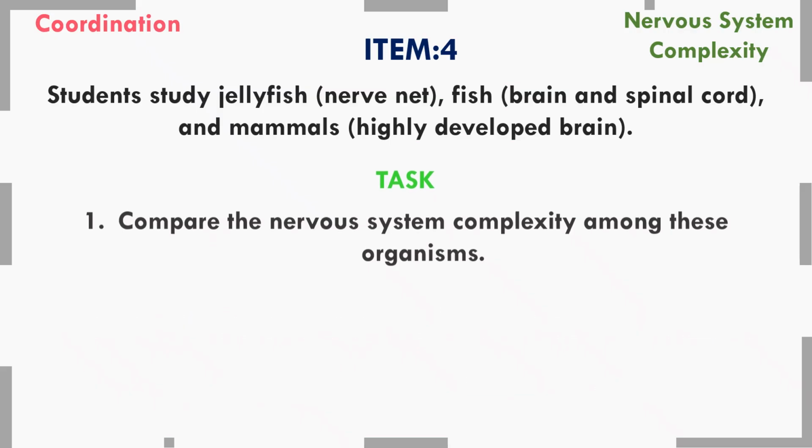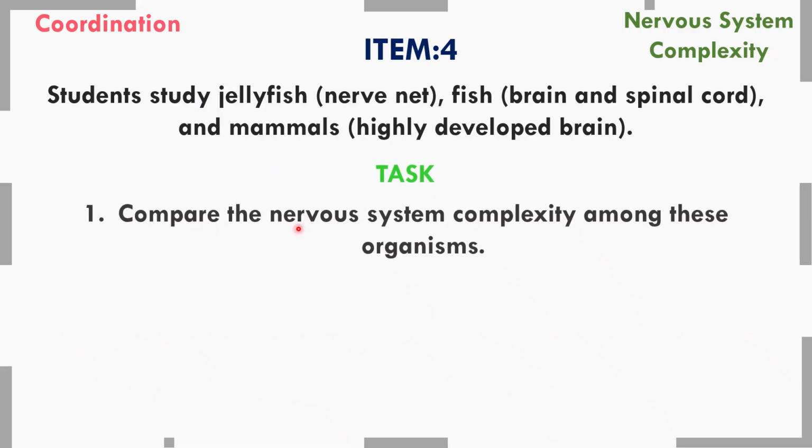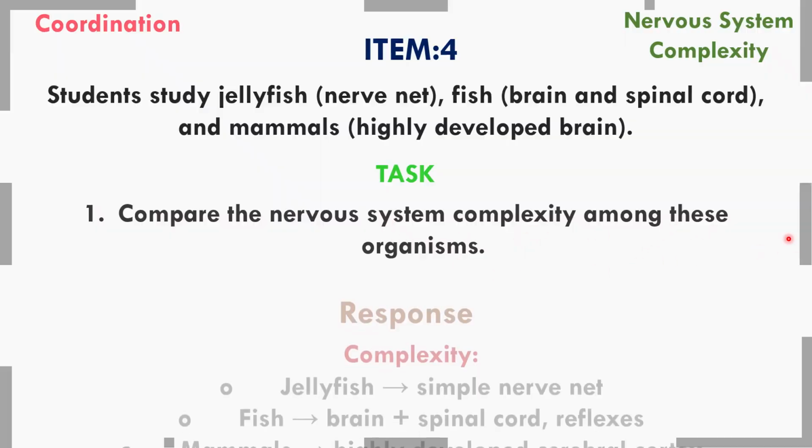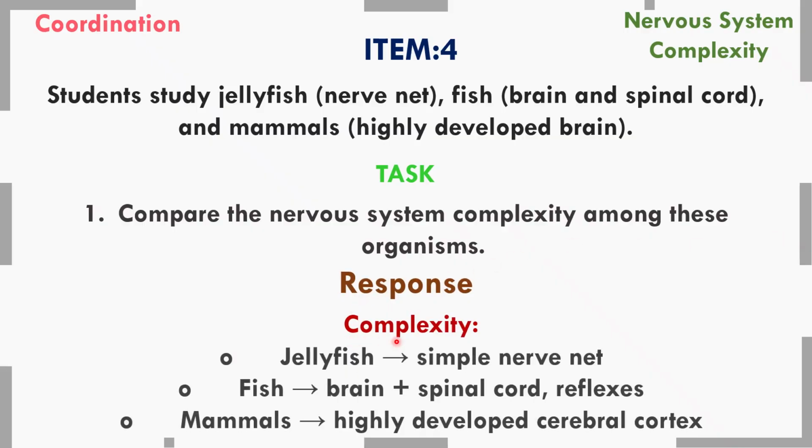Let's start with compare the nervous system complexity among these organisms. Complexity. The jellyfish has simple nerve nets. The fish has the brain and the spinal cord with reflexes. Mammals, they have a highly developed cerebral cortex.